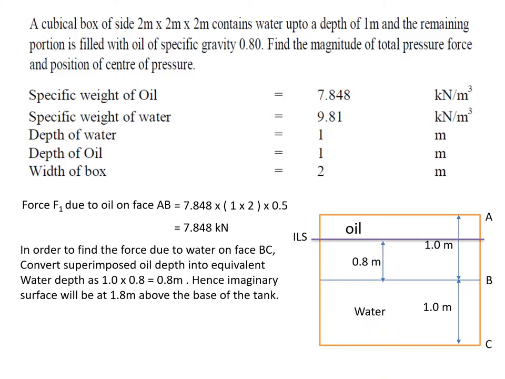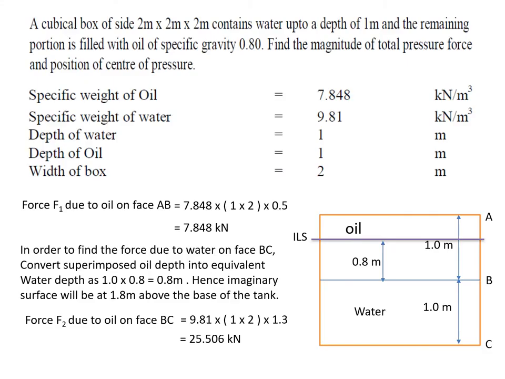So now the force F2 is due to water, not oil, on face BC. This will be 0.8 plus 0.5, so it will be 1.3. Therefore it should be 9.81 into 2 into 1.3, which gives 25.506 kilonewtons.